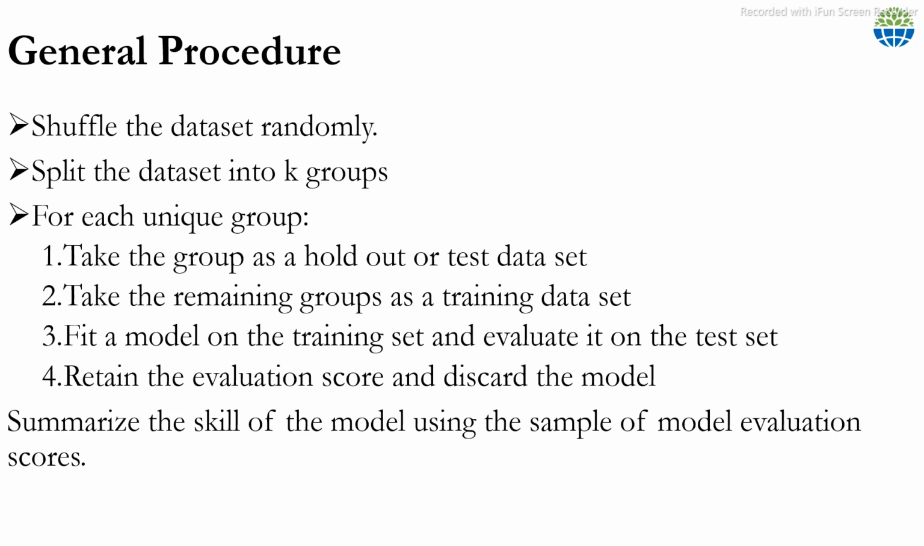So how can this be done? Shuffle the data set randomly, then split the data set into groups. K should be defined as 5, 10, 15, or whatever significant number you can go for, like 30. For each group, take one group as the holdout, or test data, and take the remaining groups as training data. Only one holdout group should be test data, and the others should be training data. Fit a model on the training set and evaluate it on the test set. Retain the evaluation score and discard the model. Then summarize the skill of the model using the sample of model evaluation scores.